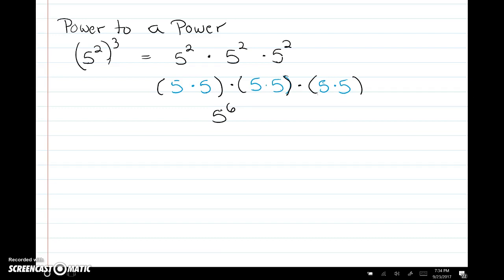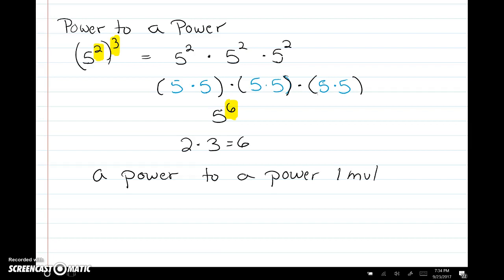Going to give you a moment here. How can I get 2 and 3 to equal 6? What operation? That's right, we multiplied it. 2 times 3 equals 6. So whenever I have a power to a power, I just have to multiply my exponents. A power to a power, I multiply the exponents.